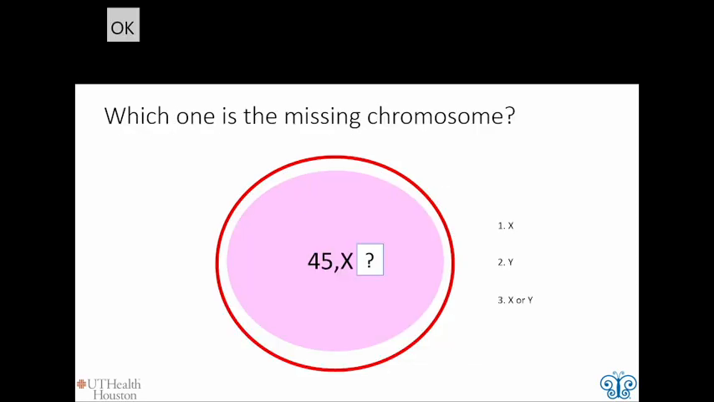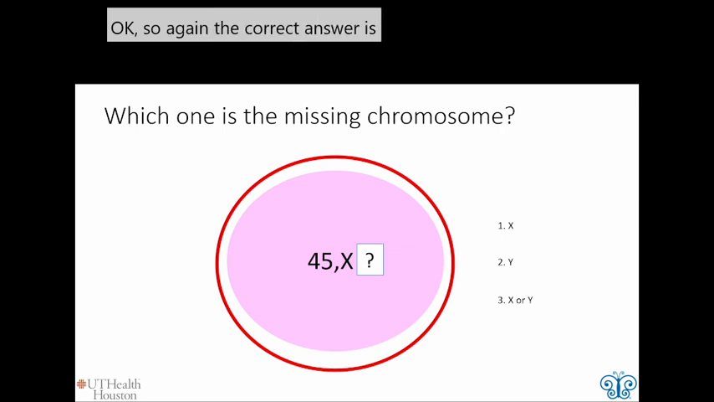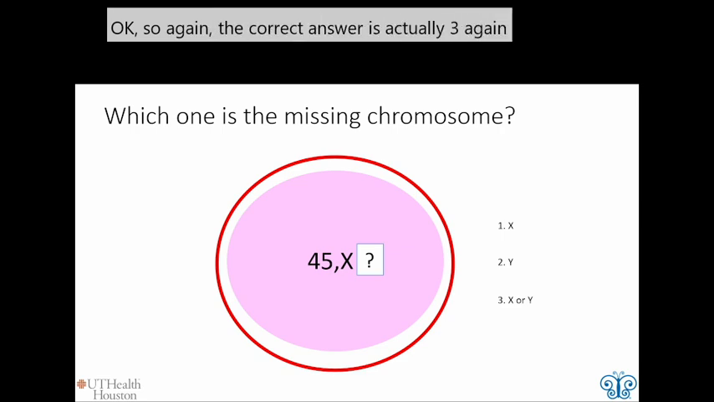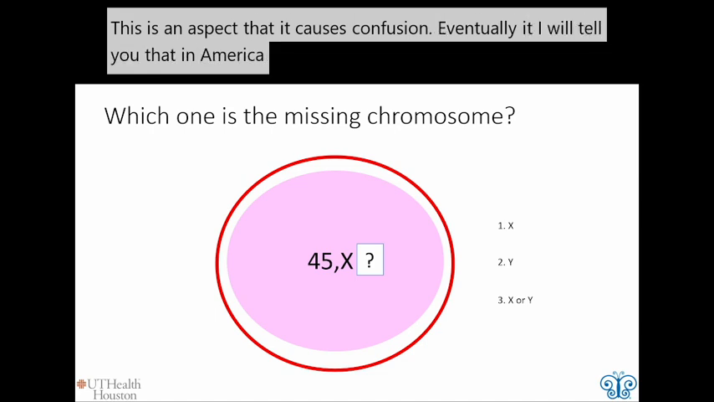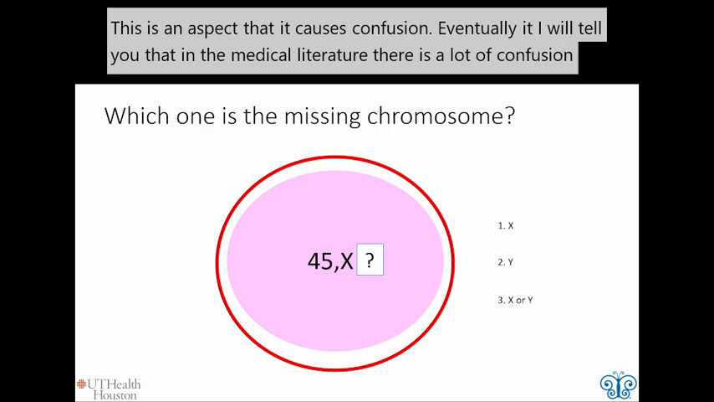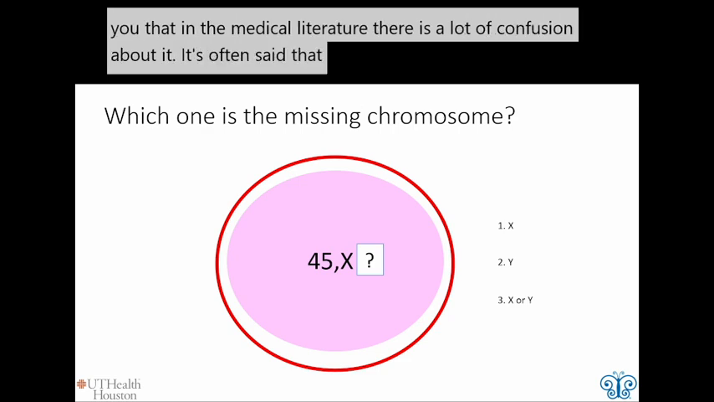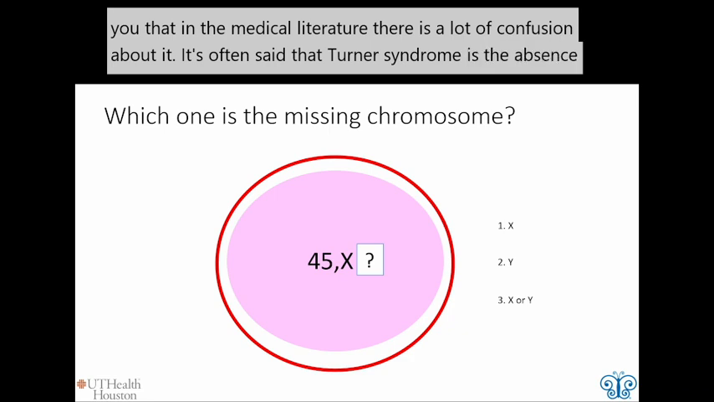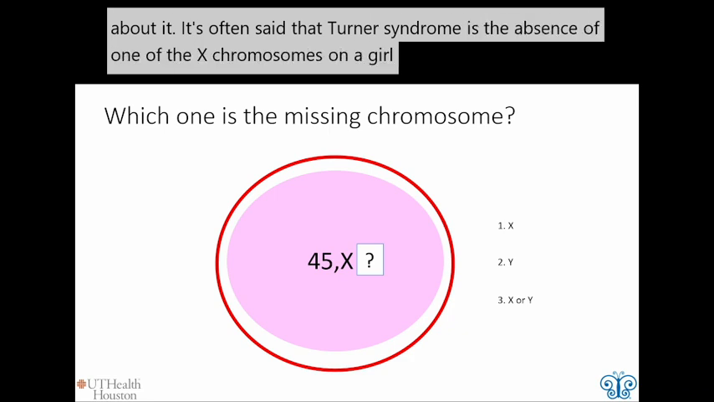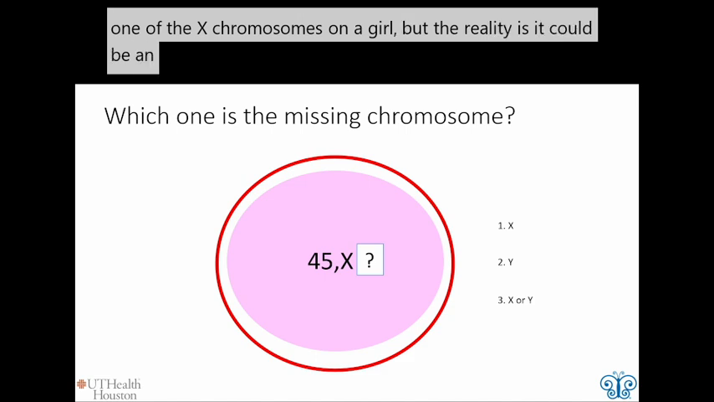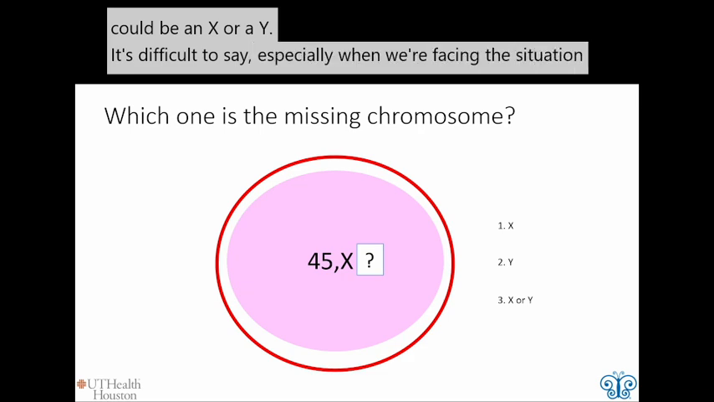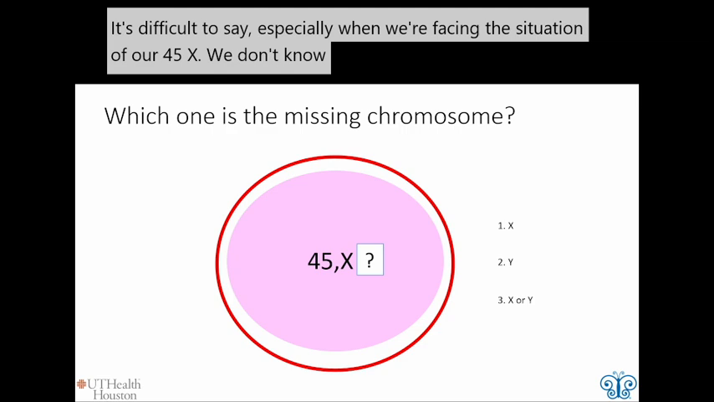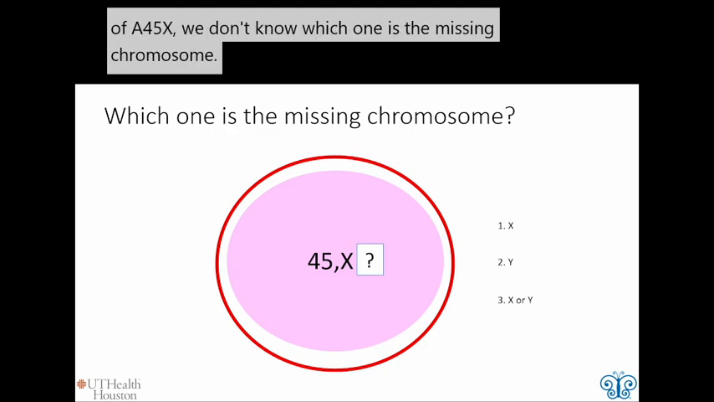Okay, so again, the correct answer is actually 3. Again, this is an aspect that causes confusion eventually. I will tell you that in the medical literature, there is a lot of confusion about it. It's often said that Turner syndrome is the absence of one of the X chromosomes on a girl, but the reality is it could be an X or a Y. It's difficult to say, especially when we're facing the situation of a 45X, we don't know which one is the missing chromosome. And that is the reality.